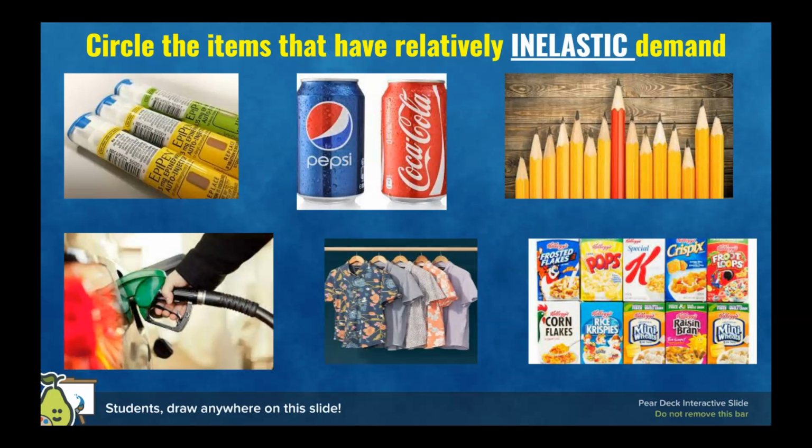We've got 6 goods here. Some of them are elastic in demand and some are inelastic. EpiPens, epinephrine: is that elastic or inelastic demand? Coke versus Pepsi. If I raise the price of Coke, what does that do to your willingness to pay for Coke relative to buying Pepsi? Pencils. Run-of-the-mill, standard number 2 pencils. Gasoline. Clothing, so think about all the different manufacturers of clothing. And then breakfast cereal with all the various different kinds and flavors.